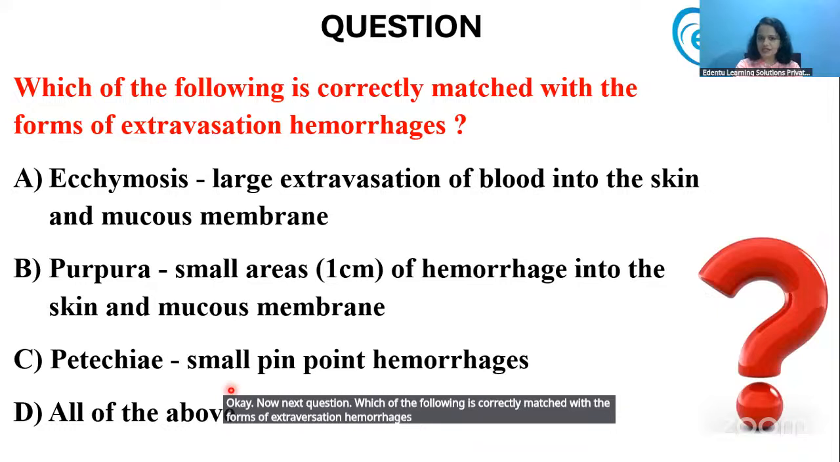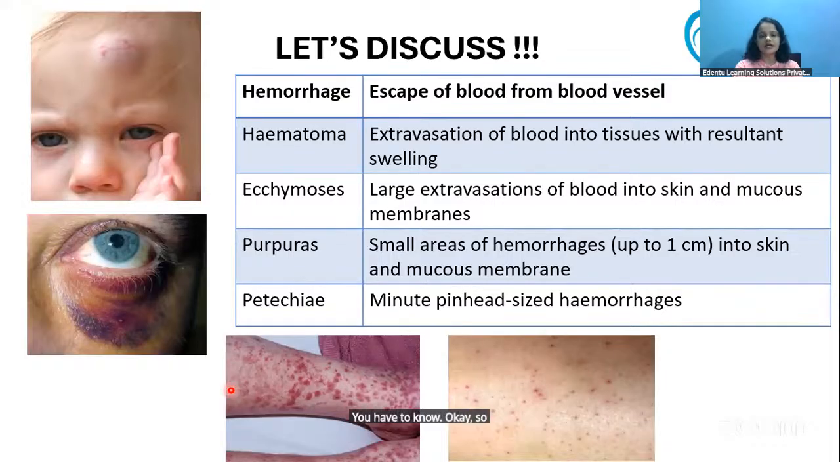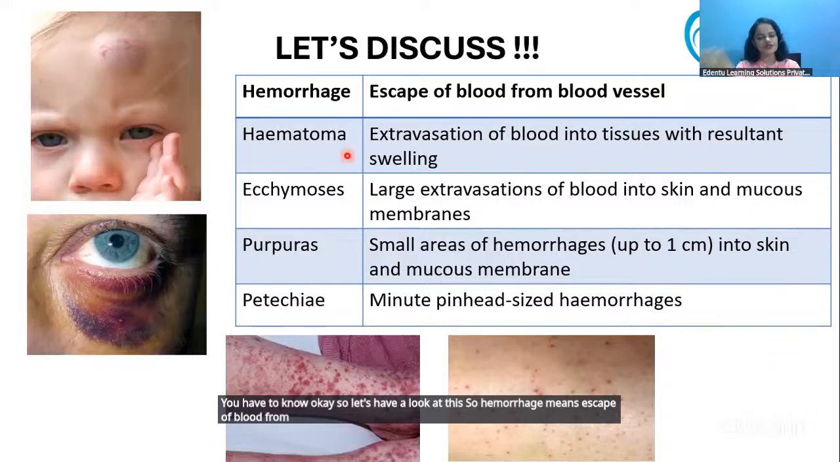So, for that, you have to know what hemorrhage is, what you mean by ecchymosis, what you mean by purpura, what you mean by petechiae, all that you have to know. Okay. So, let's have a look at this. Hemorrhage means escape of blood from the blood vessels. When the blood escapes from the blood vessels and goes into the extravascular tissues, it is known as hemorrhage.